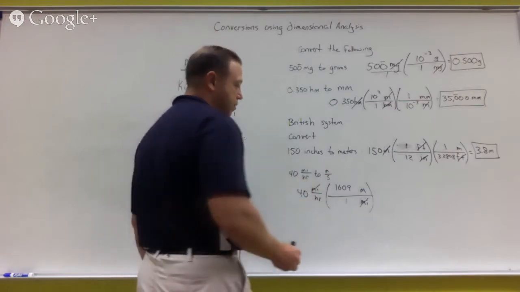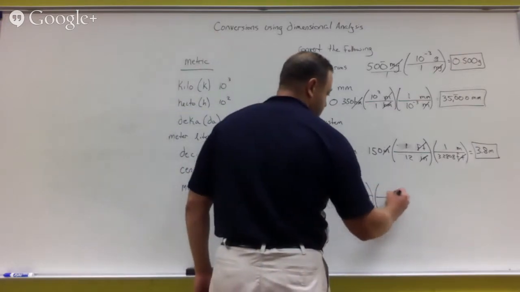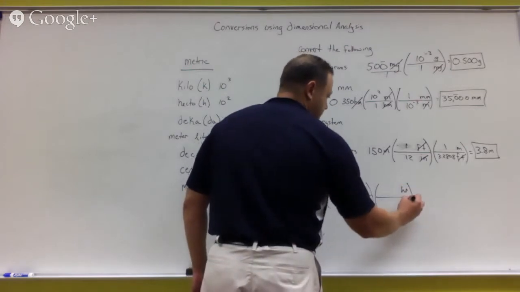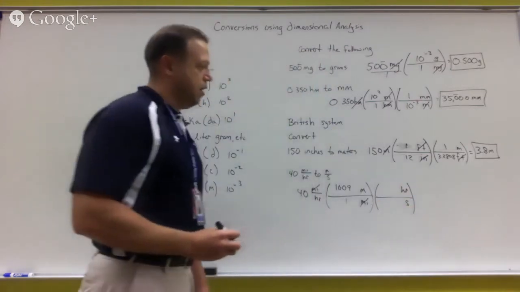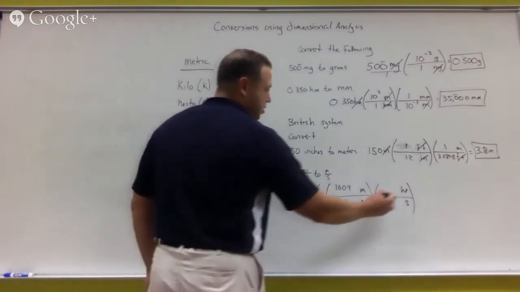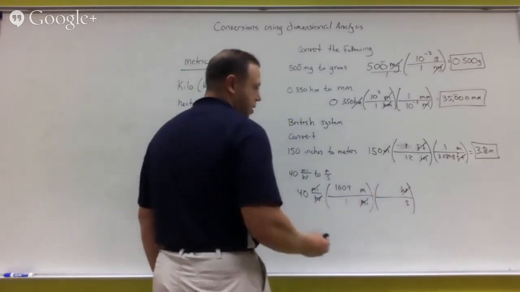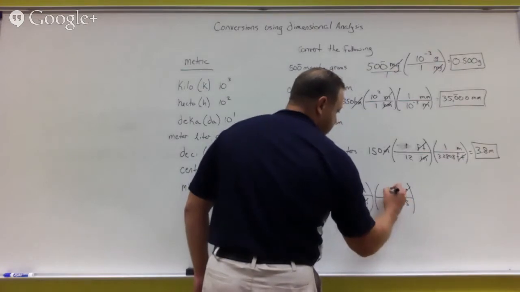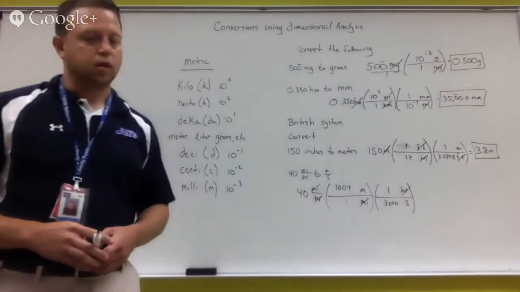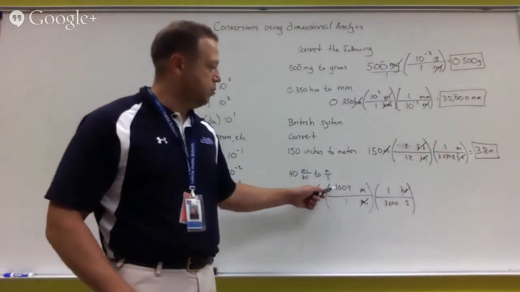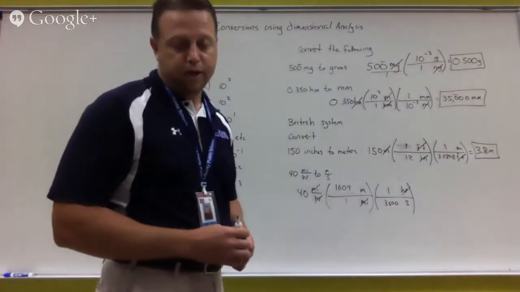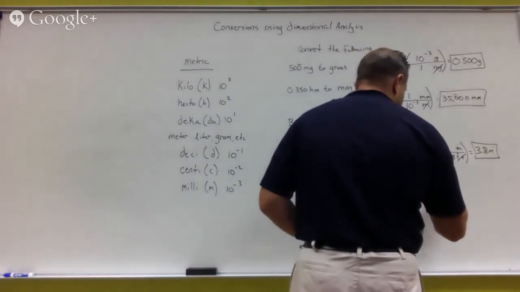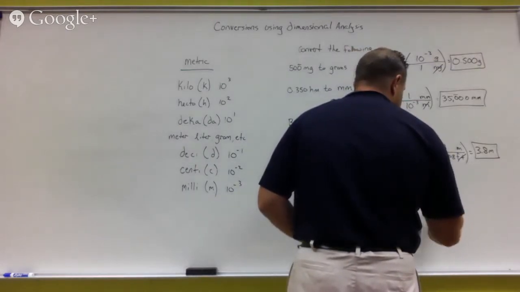Now we're going to convert from hours to seconds. Okay, since hours is on the bottom, I want to put it here, so that I cancel out the hours. And notice I'm left with seconds on the bottom. And there are 3,600 seconds in 1 hour. Okay, so now I'm going to take 40 times 1,609 divided by 3,600. That's going to give me 18 meters per second.